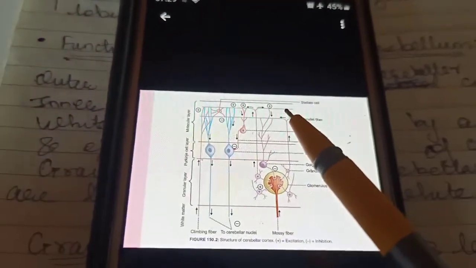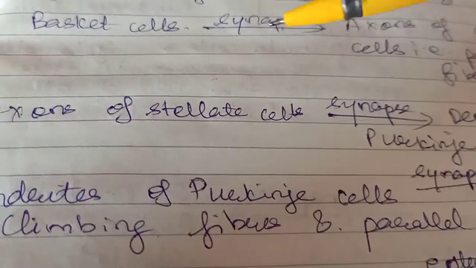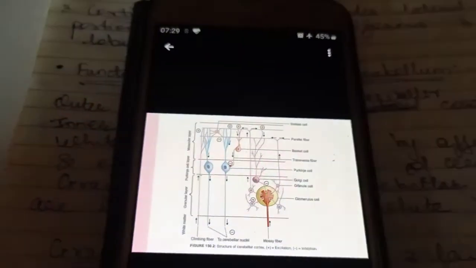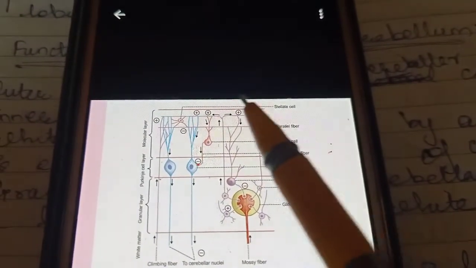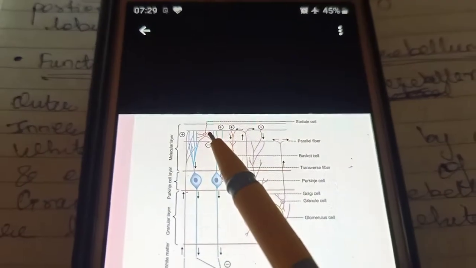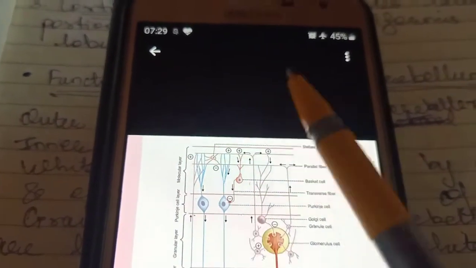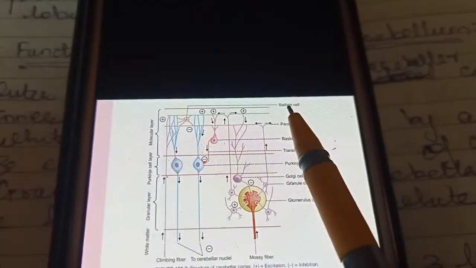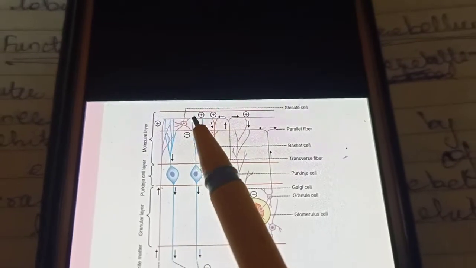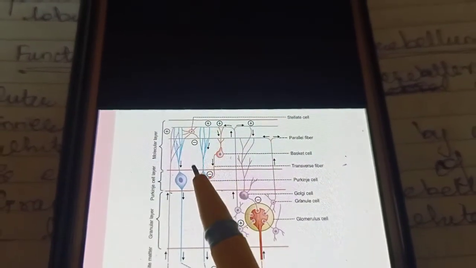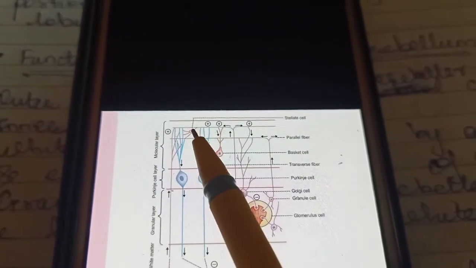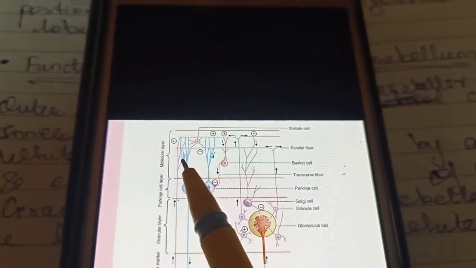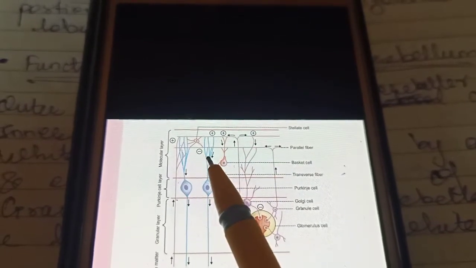The next cell junction is the axon of the stellate cells. They synapse with the dendrites of the Purkinje cells. This is the stellate cell, and its axon synapses with the dendrites of the Purkinje cells. So that is a synapse here. The axons of the stellate cells synapse with the dendrites of the Purkinje cells.